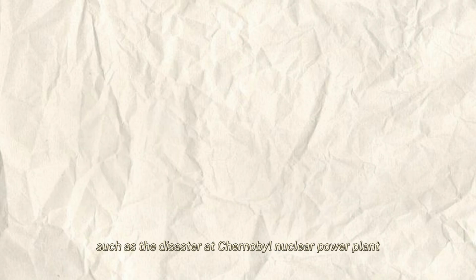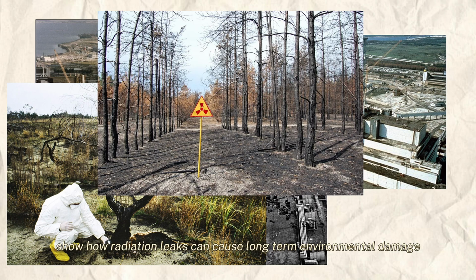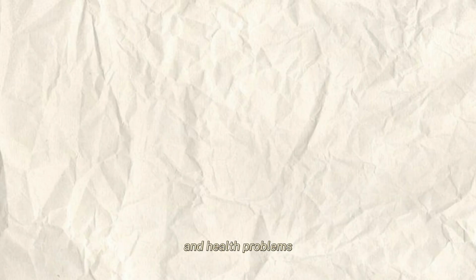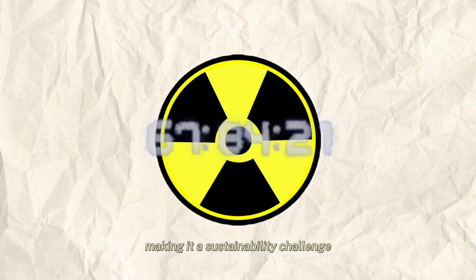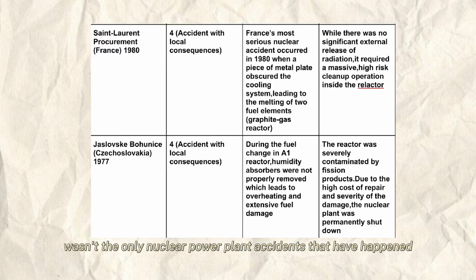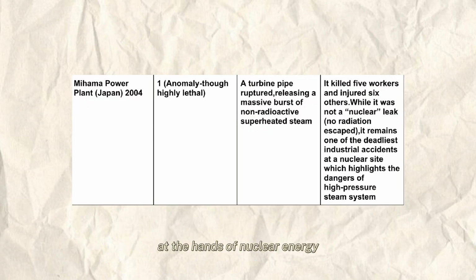Nuclear accidents such as the disaster at Chernobyl nuclear power plant show how radiation leaks can cause long-term environmental damage and health problems. Nuclear waste remains radioactive for thousands of years, making it a sustainability challenge because it can harm future generations. The Chernobyl disaster wasn't the only nuclear power plant accident that has happened. Many more tragedies have occurred at the hands of nuclear energy.